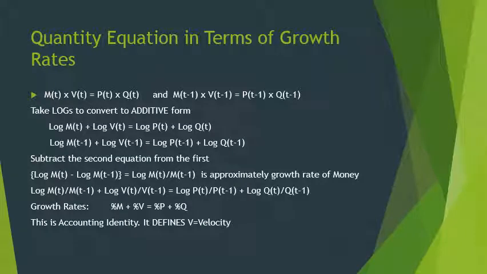This is an accounting identity. It will always hold for all data sets. That's because we use this equation to define velocity. So the value of velocity is chosen to make sure that this equation holds. So this will hold for all data sets, and this cannot prove or disprove any hypothesis about economics.